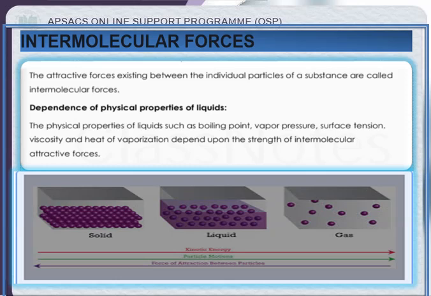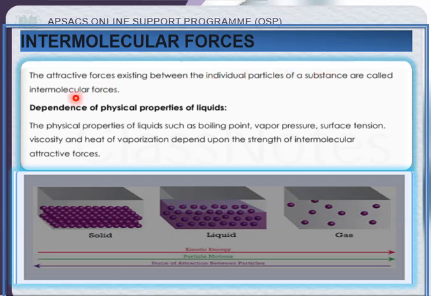The next is intermolecular forces. The attractive forces existing between the individual particles of a substance are called intermolecular forces. The physical properties of a liquid, such as boiling point, vapor pressure, surface tension, viscosity, and heat of vaporization, depend upon the strength of intermolecular attractive forces. If these forces are strong, the physical properties have high values. Here is the solid. Kinetic energy increases from solid to liquid, and liquid to gas.